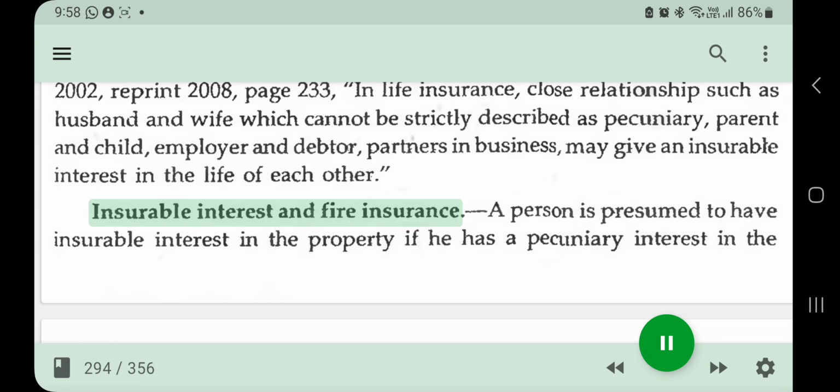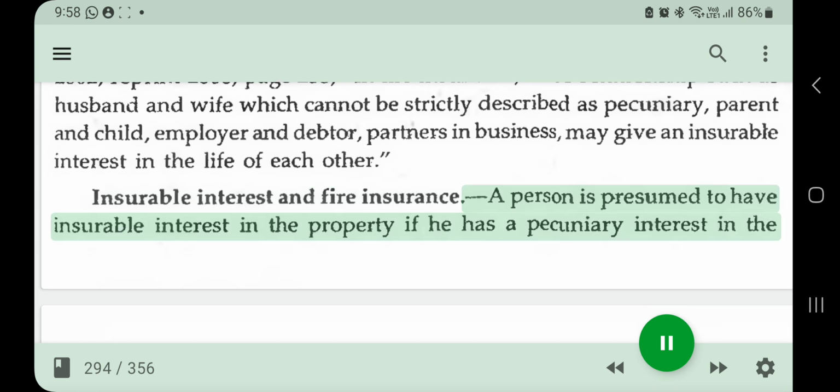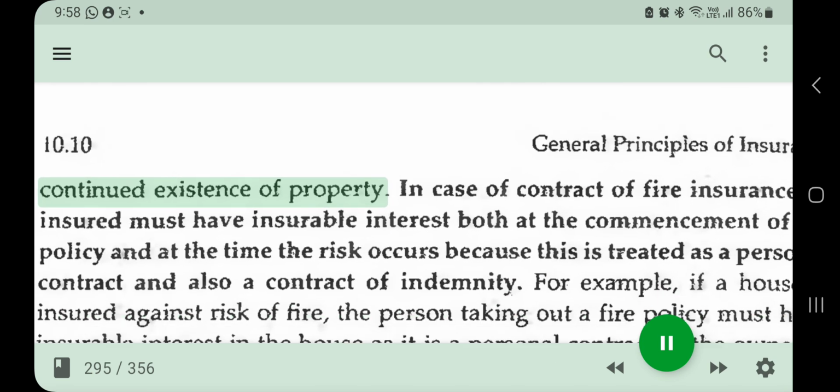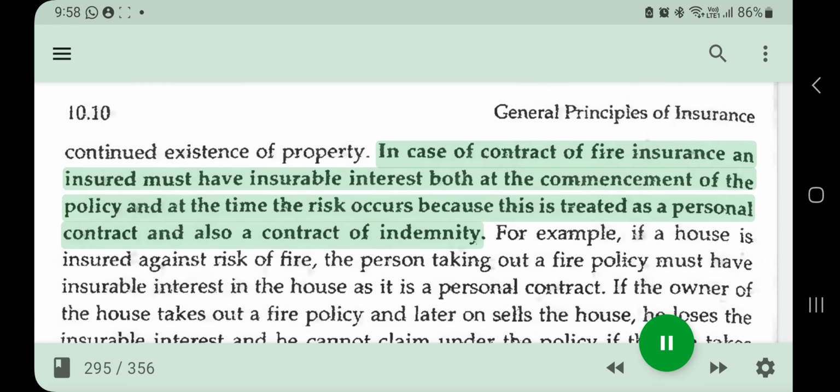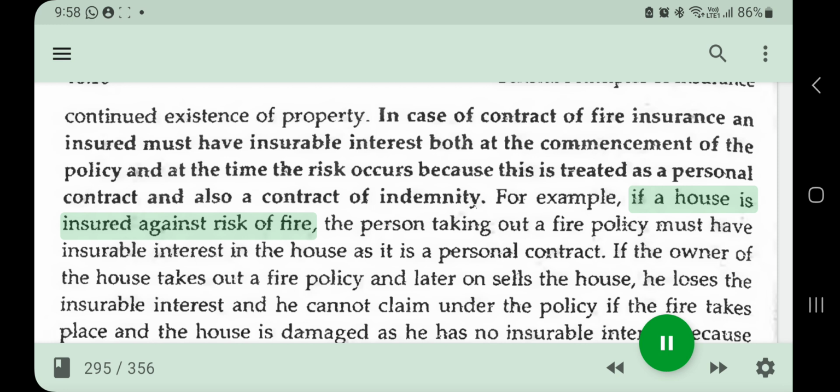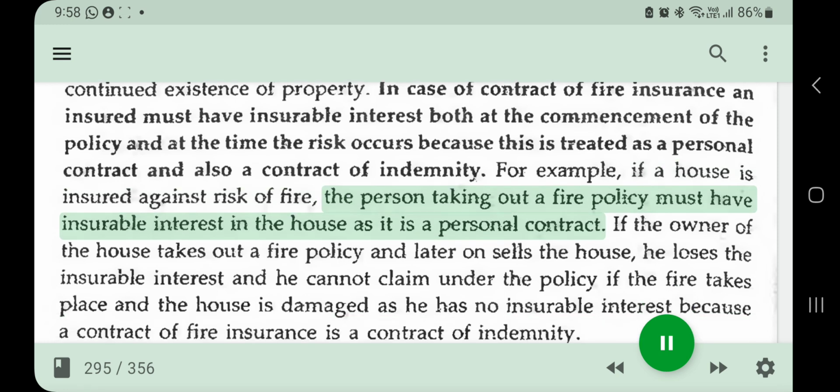Insurable interest and fire insurance. A person is presumed to have insurable interest in the property if he has a pecuniary interest in the continued existence of property. In case of a contract of fire insurance, an insured must have insurable interest both at the commencement of the policy and at the time the risk occurs, because this is treated as a personal contract and also a contract of indemnity. For example, if a house is insured against risk of fire, the person taking out a fire policy must have insurable interest in the house as it is a personal contract.